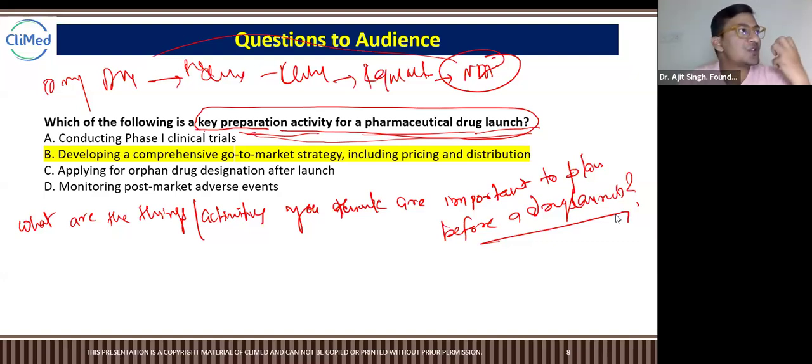Like we want to launch a drug to the market. We have all the data. We are submitting the NDA, and we have to plan it. So what are the things to be considered when you are launching a drug to the market? Anything else? Market survey. Let's make the class interesting with interactions.